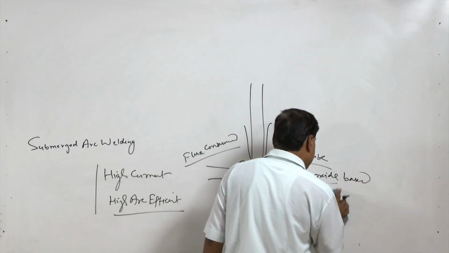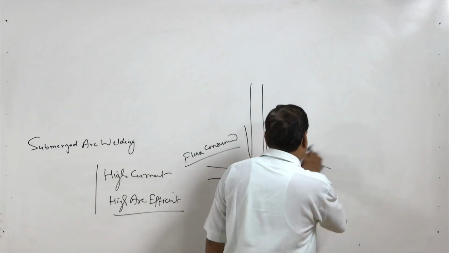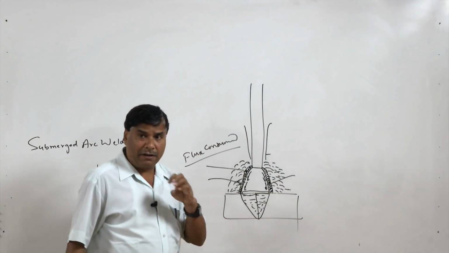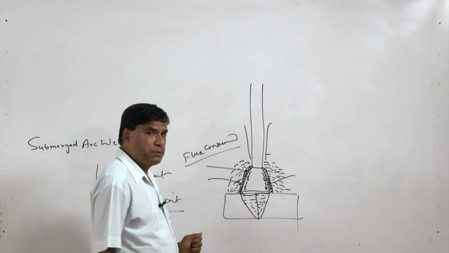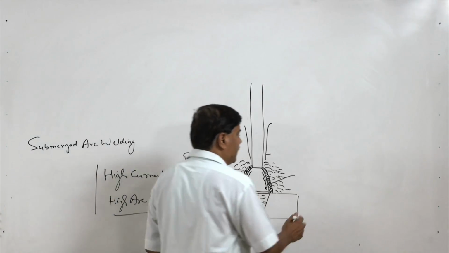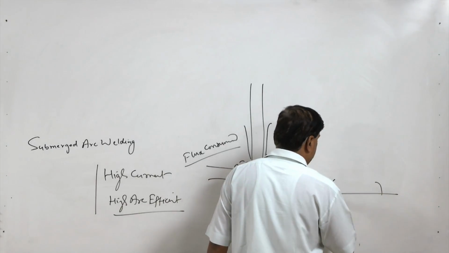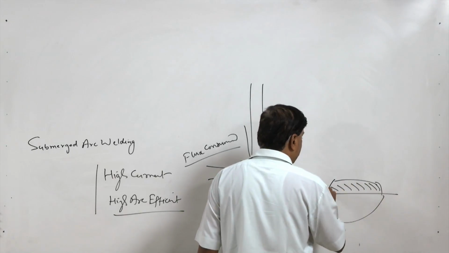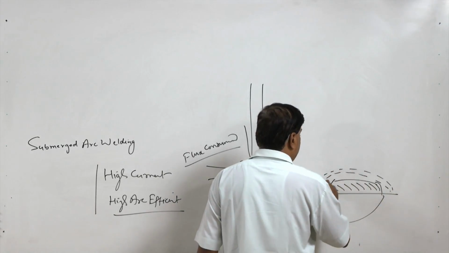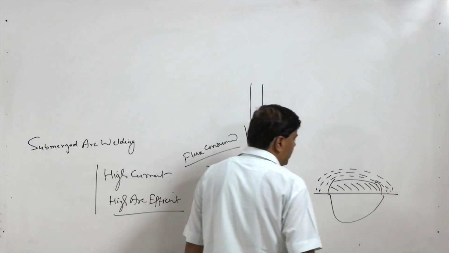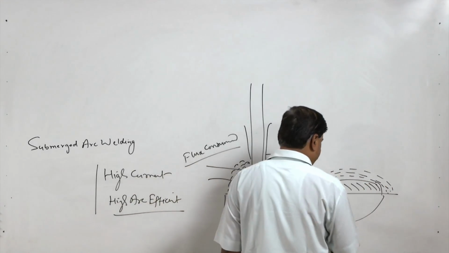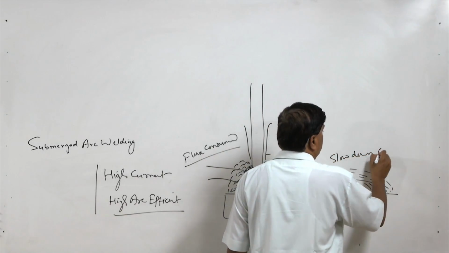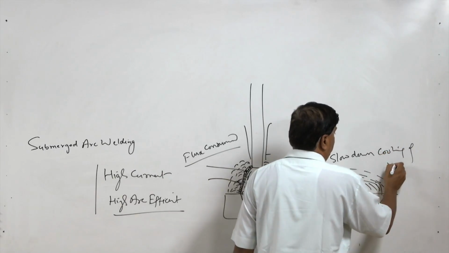So, this is one thing, and another one: since the weld pool is not exposed to the atmosphere, and the weld pool is completely covered by the slag, say this is the pool, it will be covered by the solidified slag, and then the granular flux which did not melt in the course of welding. So, these two aspects slow down the cooling of the weld.